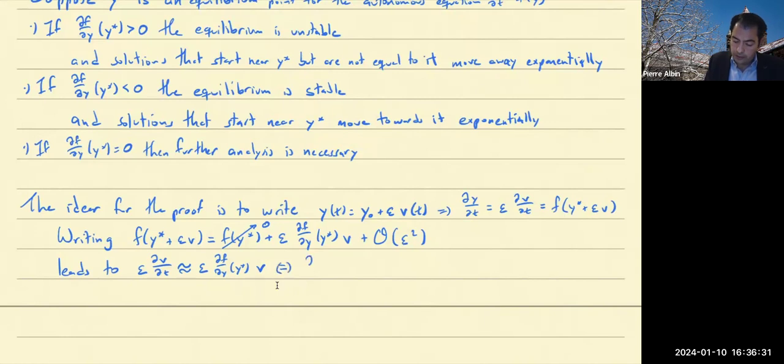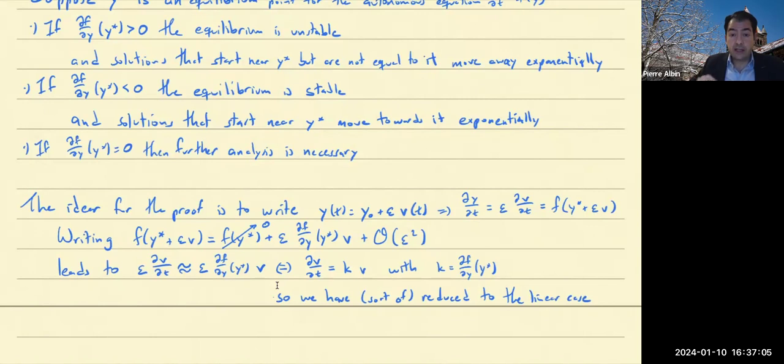So this leads to the equation dv by dt is equal to, let's say, k times v, with k a constant, this df dy at y star. And so we have sort of reduced to the linear case. And since we've already analyzed the behavior of the linear case, we would conclude with the conclusion of the theorem.